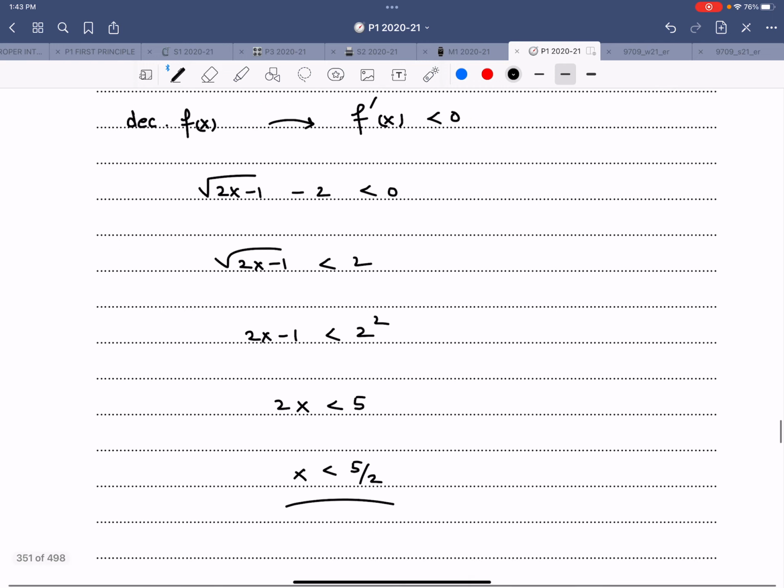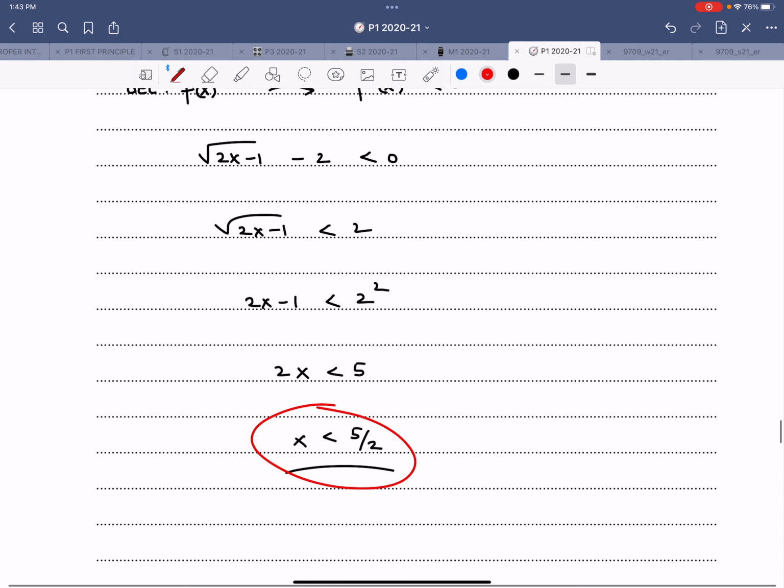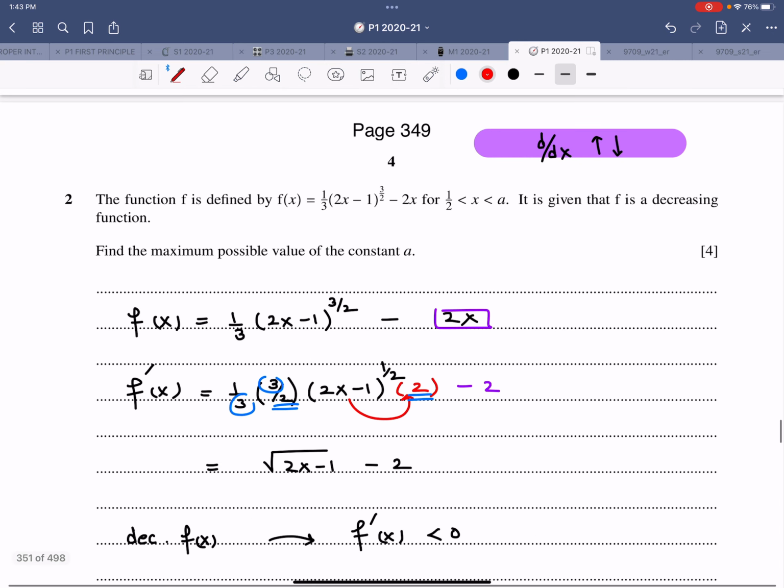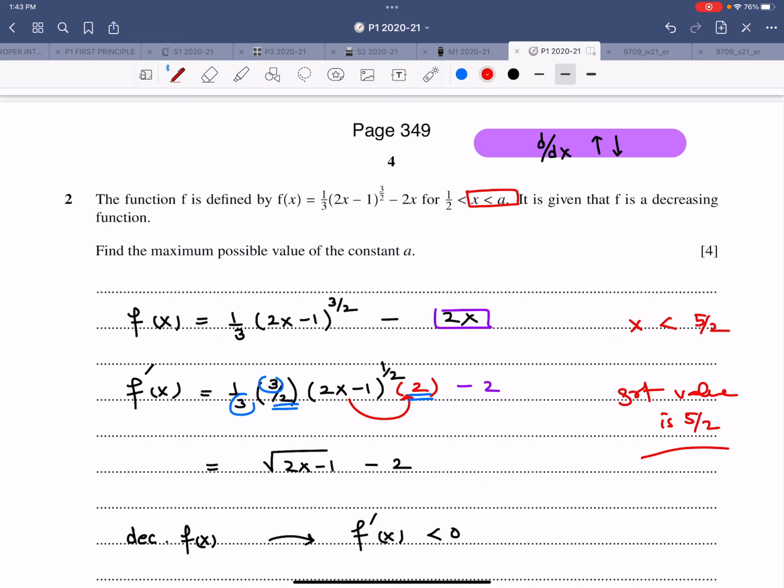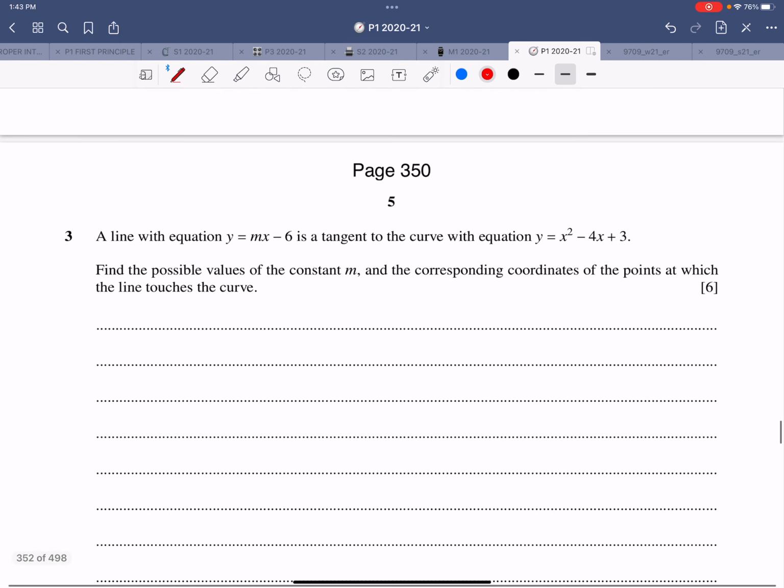Now compare this with this portion. x is less than a. So therefore x is less than 5 over 2. All the numbers would be smaller than this. So therefore the greatest value is 5 over 2. That is the answer. Question number 3.